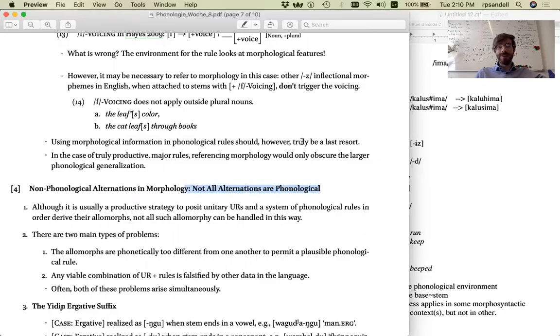a point that becomes quite problematic for us as phonologists.